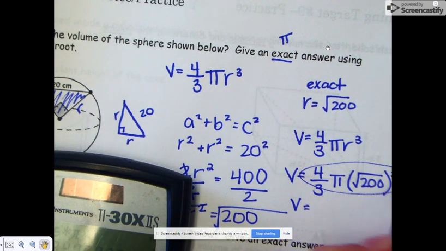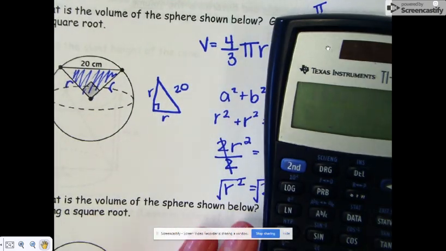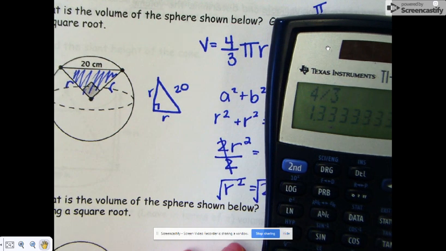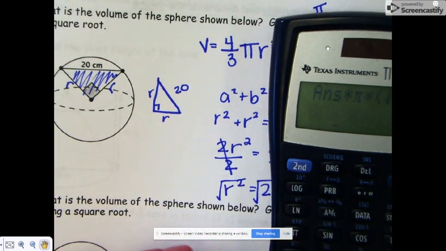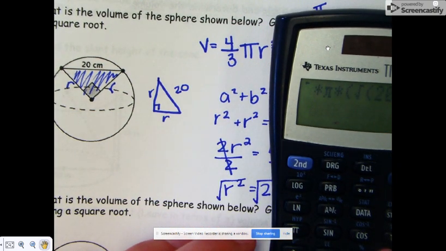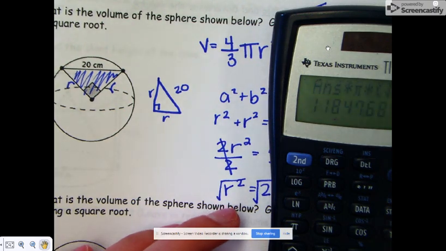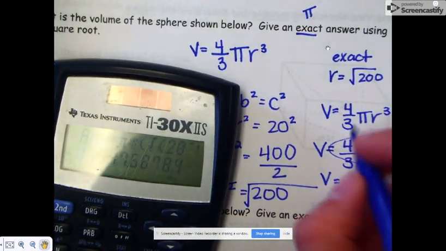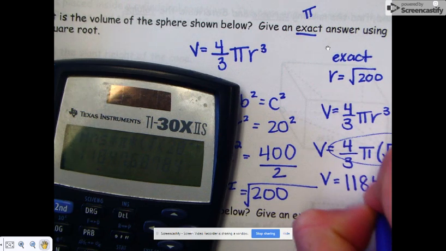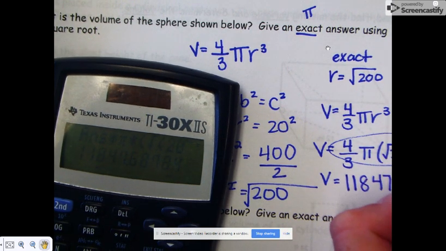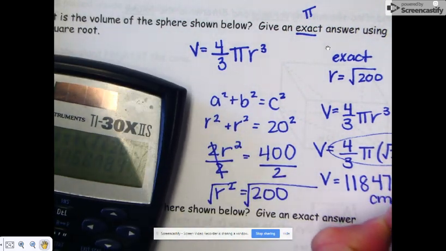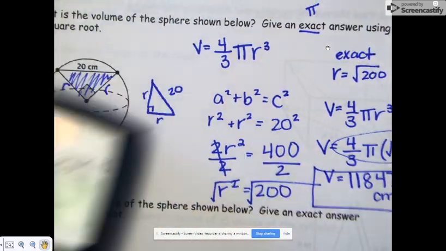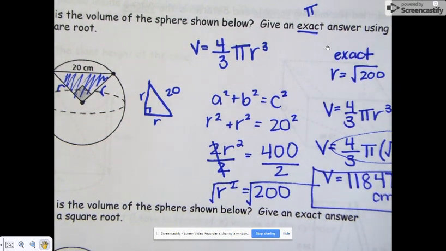Actually, go ahead and type this whole thing in because it's not going to be a nice number anyway. So you're going to do 4/3 times pi times the square root of 200 to the third power. And that should get you a long number, 11847. I'm going to round to the nearest tenth. 7. Let's say centimeters cubed. So don't forget to write your units down. Okay? Alright, so those are 2 examples I wanted to go over.